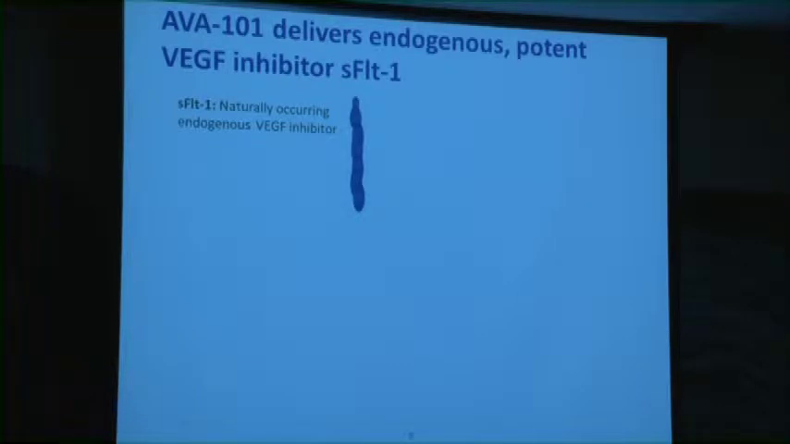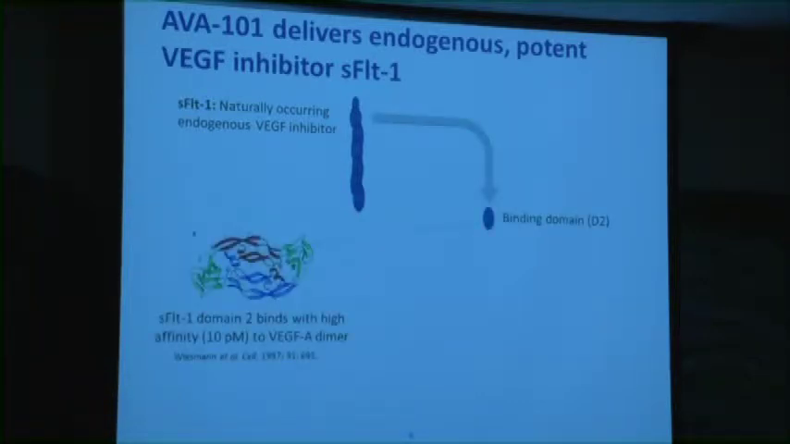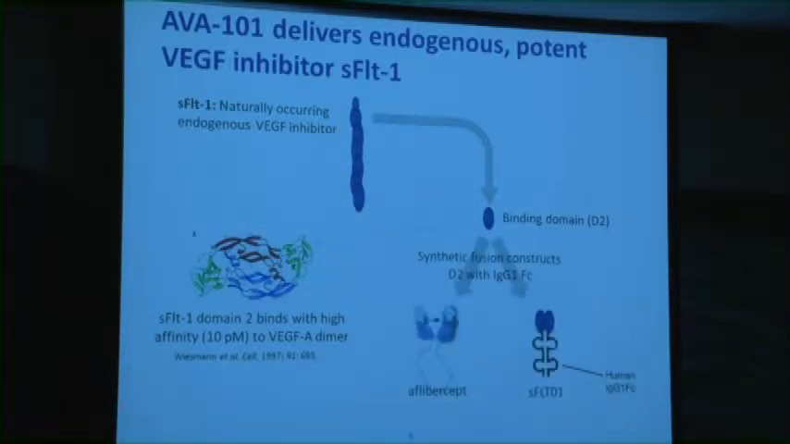So the gene that's delivered is called soluble FLT. It's really the only known direct VEGF inhibitor. It's the soluble form of the endogenous VEGF receptor number 1, and specifically domain 2 binds with a very high affinity interaction with VEGF. And this is the same domain and the same mechanism of action as the approved drug Eylea, which is used for macular degeneration, and also some other efforts in gene therapy.